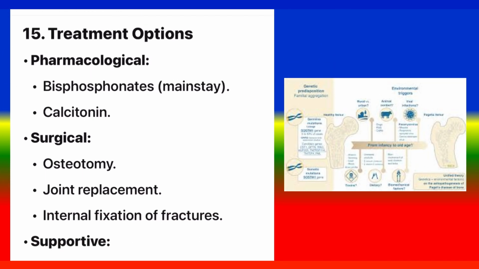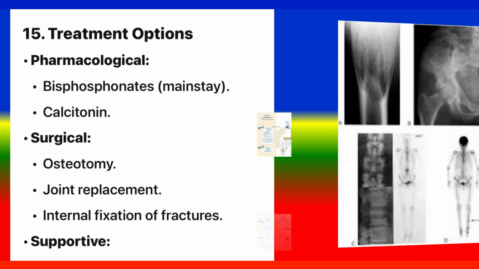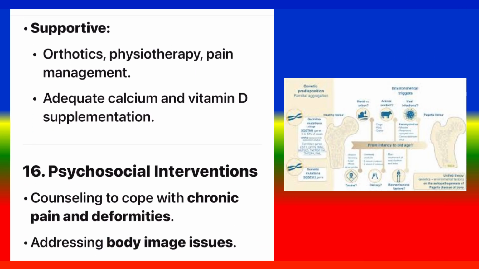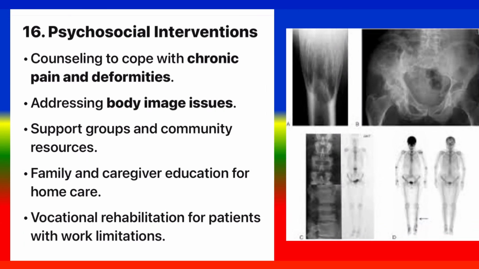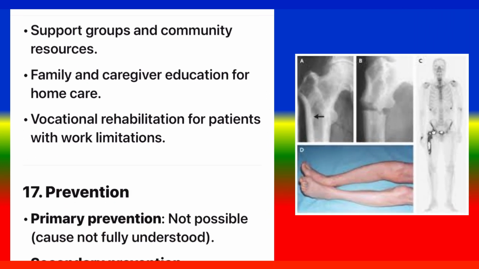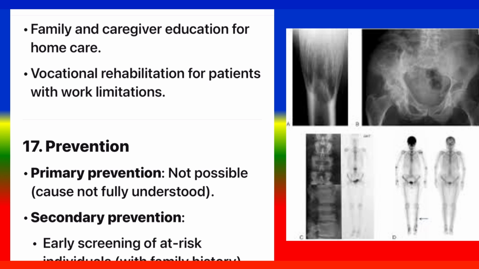15. Treatment options. Pharmacological: bisphosphonates, the mainstay, and calcitonin. Surgical: osteotomy, joint replacement, internal fixation of fractures. Supportive: orthotics, physiotherapy, pain management, adequate calcium and vitamin D supplementation. 16. Psychosocial interventions: counseling to cope with chronic pain and deformities, addressing body image issues, support groups and community resources. Family and caregiver education for home care, vocational rehabilitation for patients with work limitations.